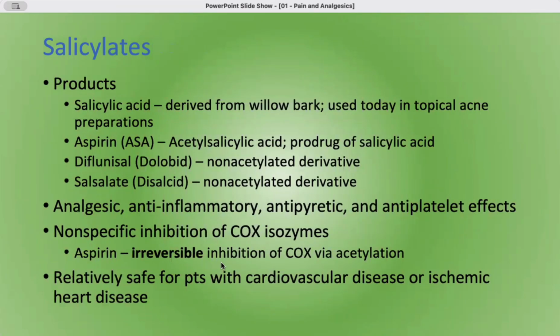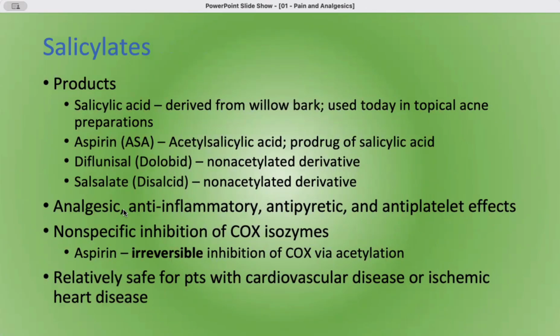All right, so the first group of NSAIDs are the salicylates. The prototype drug, of course, is aspirin, acetylsalicylic acid, or ASA. This drug, although we don't use it for pain per se, has some very potent antiplatelet effects at low doses, and really is a key drug for cardiovascular disease. Diflunisal and salicylate are older NSAIDs we don't use much, but they're out there. And then salicylic acid we actually use more topically as an anti-inflammatory, for example, for acne.